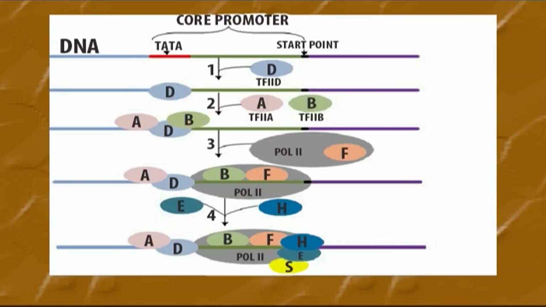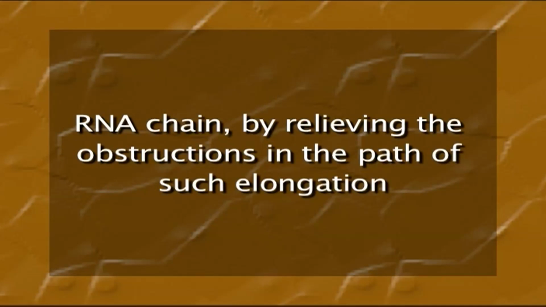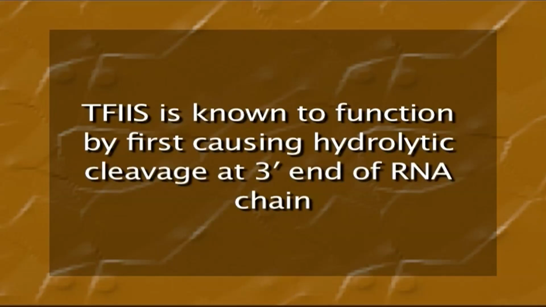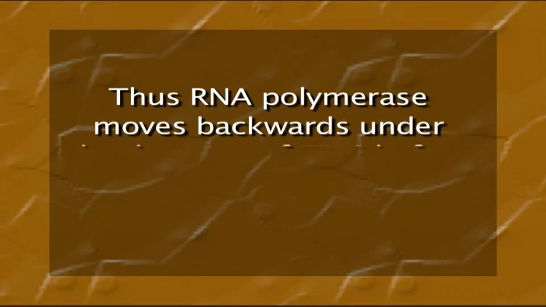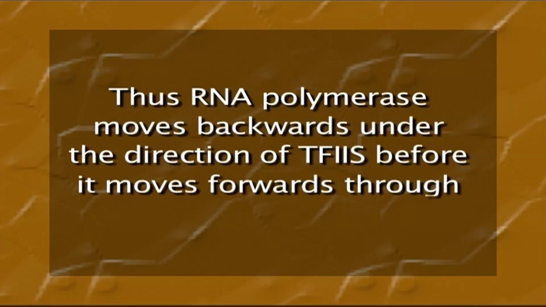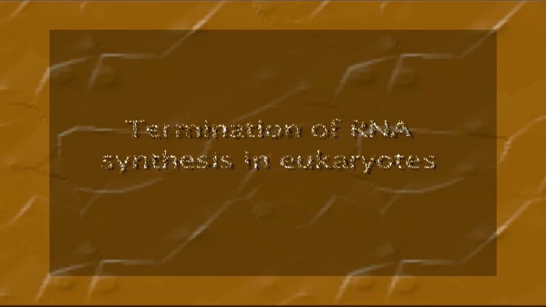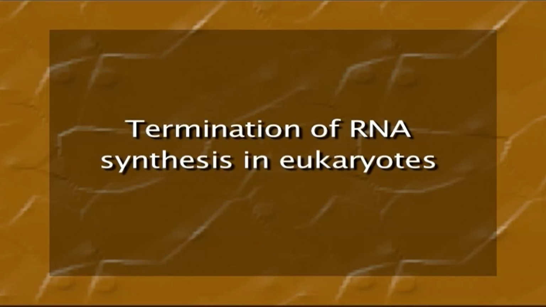Number 2, transcription factor TF2S helps elongation of RNA chain by relieving the obstructions in the path of some elongation. Transcription factor 2S is known to function by first causing hydrolytic cleavage at 3' end of RNA chains, which are stuck and cannot elongate. Thus, RNA polymerase moves backwards under the direction of TF2S before it moves forwards through the block to elongation.